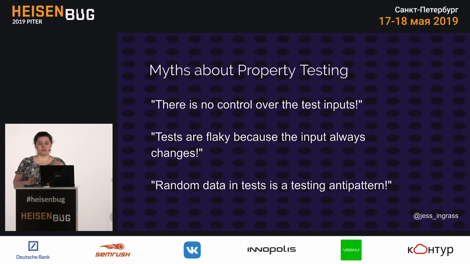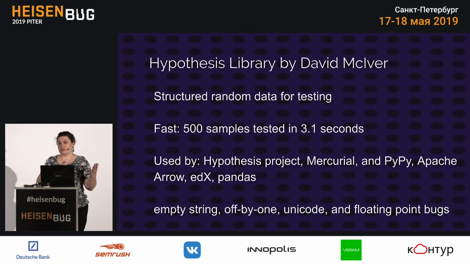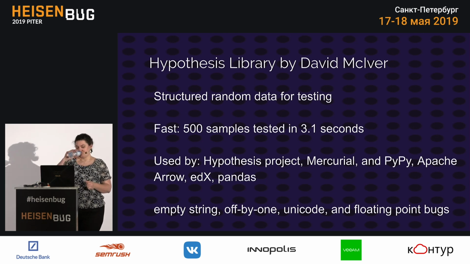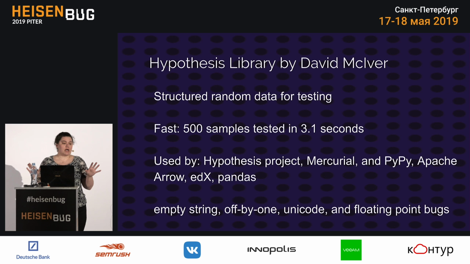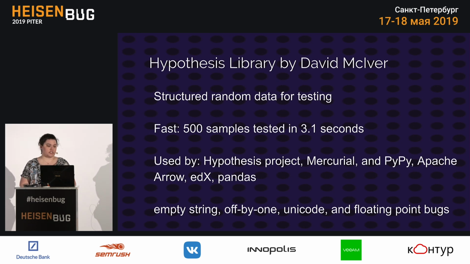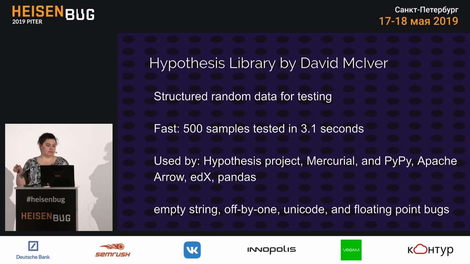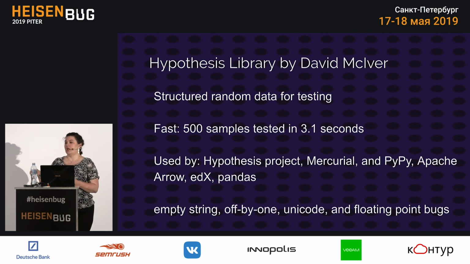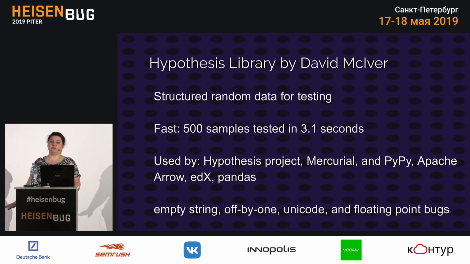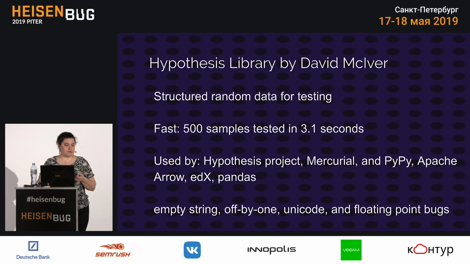So now that we're addressing some of these questions and concerns, some of our myths of property testing, we're going to start to take a look at this Hypothesis library. So I love this library. I have to tell you, this library has just made testing interesting and really fun for me to learn about. It allows you to use structured random data for testing through a series of strategies. It's pretty fast, so you can have 500 data samples tested in 3.1 seconds. If you had to write 500 example-based unit tests or 500 asserts, you wouldn't have that same kind of speed. So it gives you a little bit of a speed uptick too.